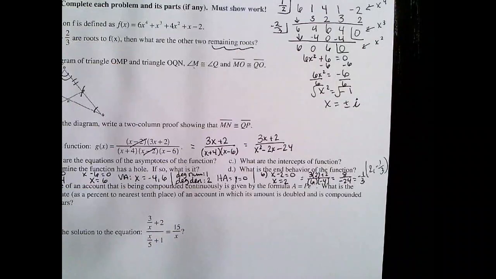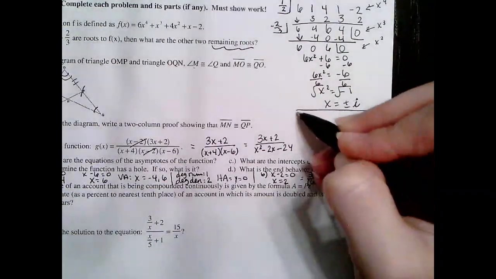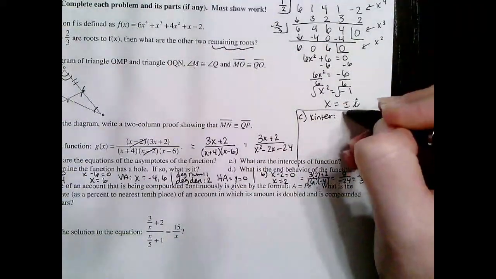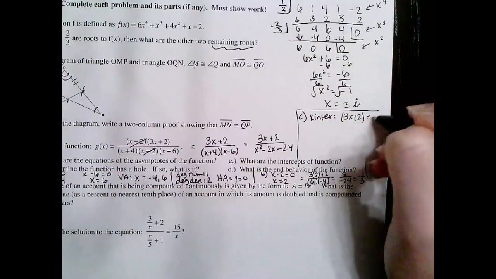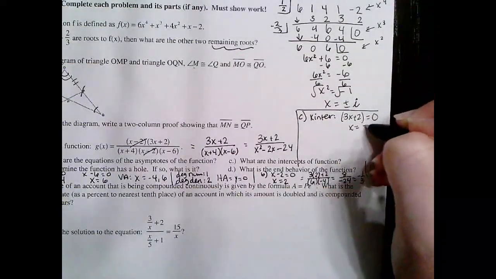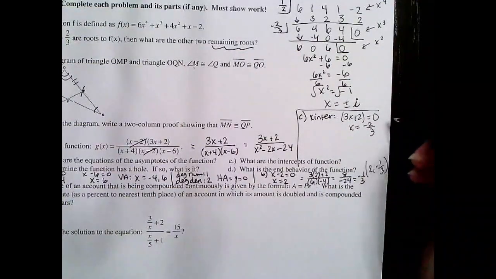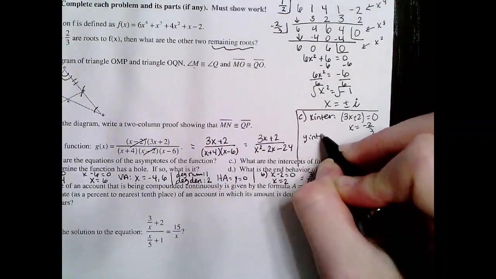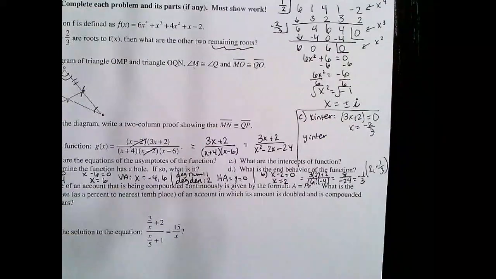All right, C, what are the intercepts of the function? To get the x-intercept, we set the top of the equation equal to 0 and solve. I'm going to come up here. So you take the top part of the equation, 3x plus 2 equals 0. Solve. x equals negative 2/3. I'm not going to go through the steps because, again, you can see it on Desmos. The y-intercept, again, you can see it on Desmos.